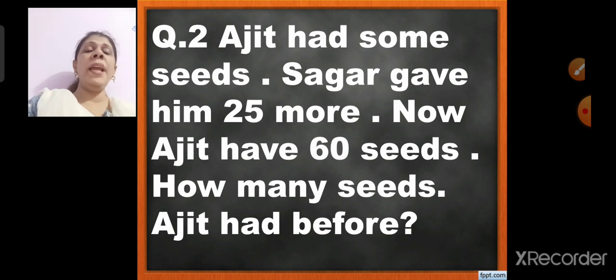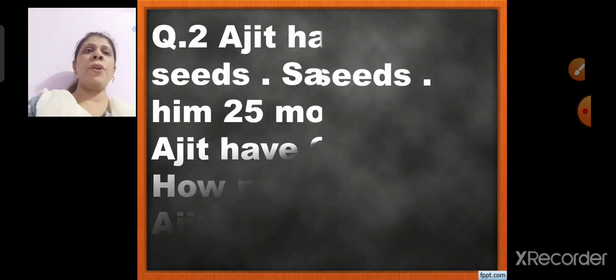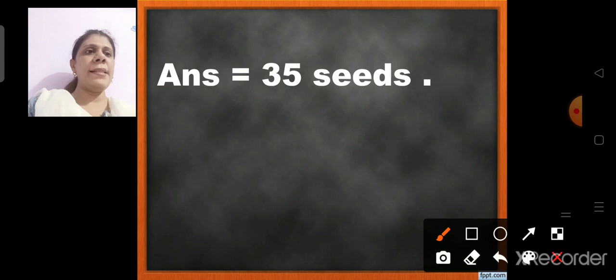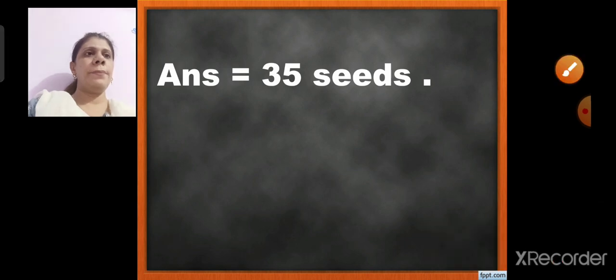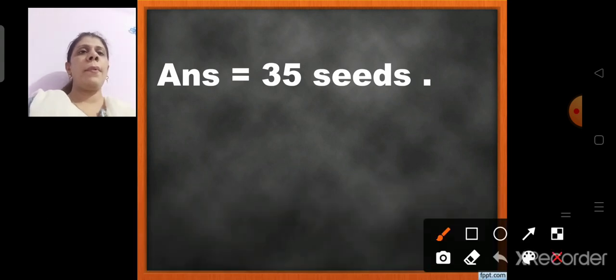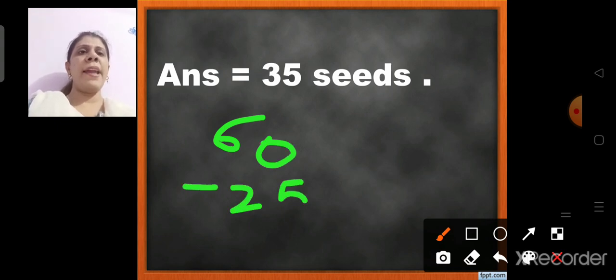Yes, children, tell me how you are going to find the answer. You are going to subtract 60 minus 25. So tell me, after subtracting 60 minus 25, what answer are you going to get? 35 seeds. Let us see whether we get 35 seeds. We'll subtract 60 minus 25.